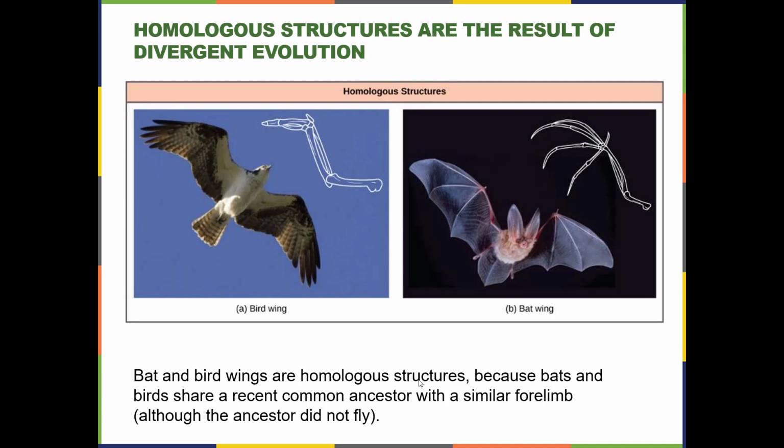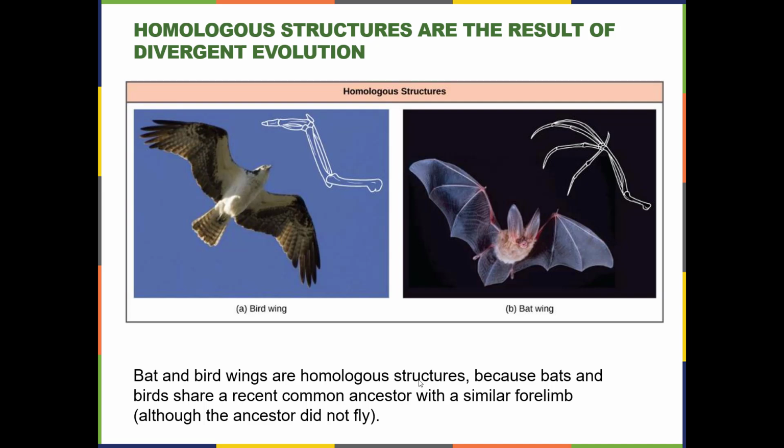So the evolutionary tree is based on the concept that organisms that share a recent common ancestor will also share many similar structures. And structures that are similar between different species because their common ancestor had that same structure, those are called homologous structures.